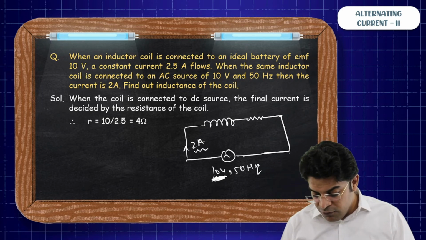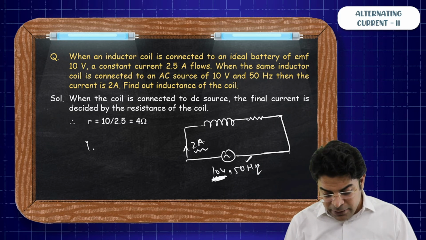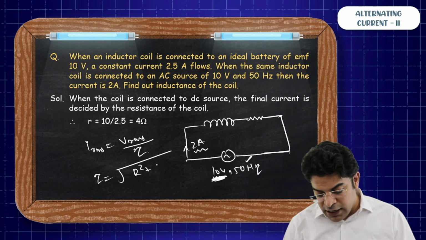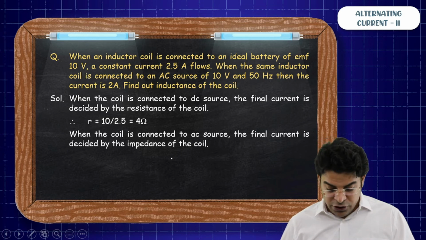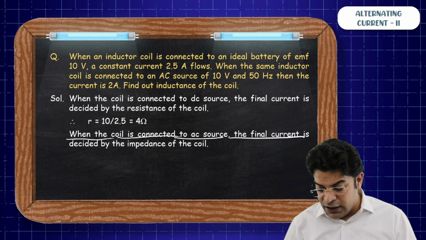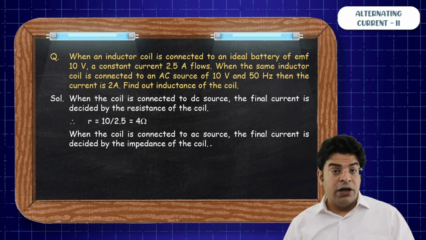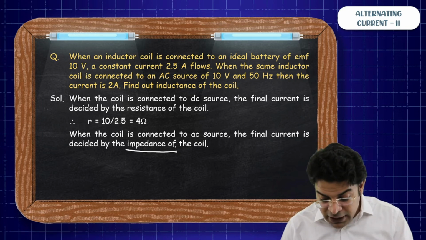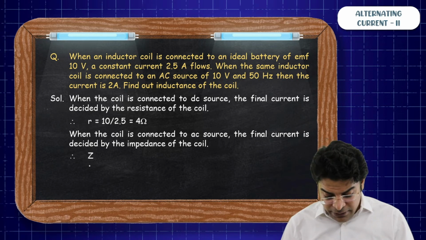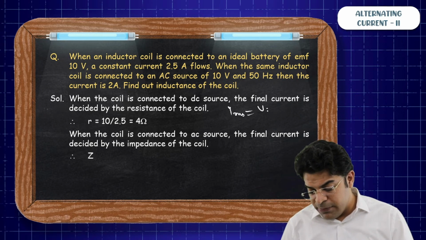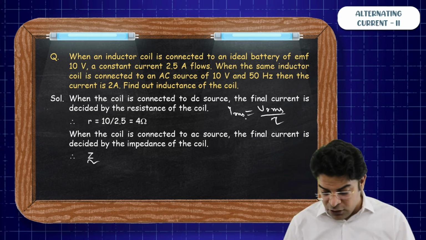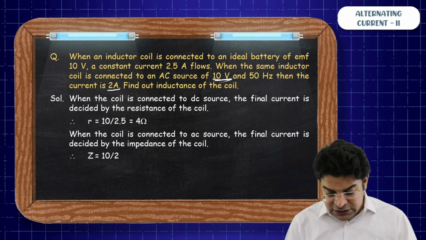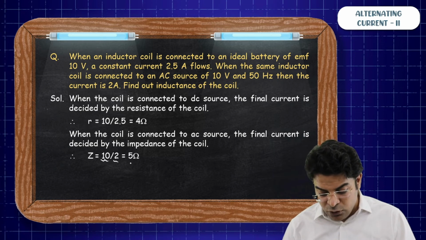Now you know that for such a case of AC, the IRMS will be equal to VRMS by Z, where Z is the impedance equal to under root of R square plus XL square. So let's use it. You will say that when the coil is connected to an AC source, the final current is decided by the impedance of the coil. I'm not saying inductance of the coil. I'm not saying resistance of the coil. I'm not saying reactance of the coil. I'm saying impedance of the coil. So IRMS will be equal to VRMS upon Z, or the impedance equals VRMS upon IRMS. The VRMS is given as 10 volt. The IRMS is given by 2 amperes. This means that the Z is 10 by 2, which is 5 ohm.